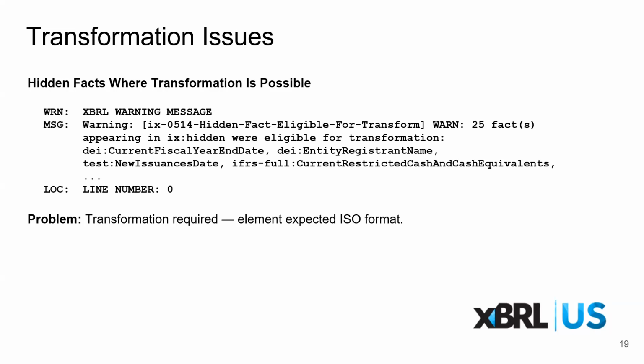So if you hide that, it's going to throw a warning like this. And it is just a warning. It's not going to prevent filing. It just means that you need to be absolutely sure you're tagging this hidden for a good reason.